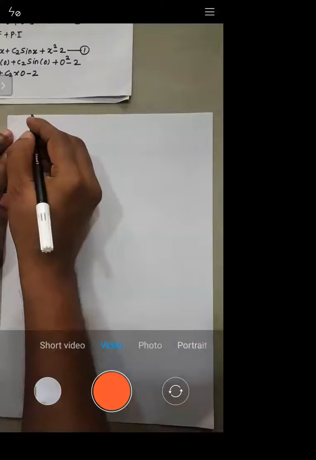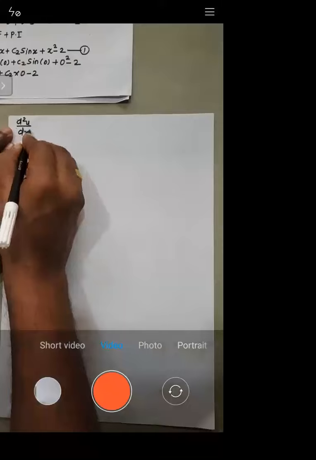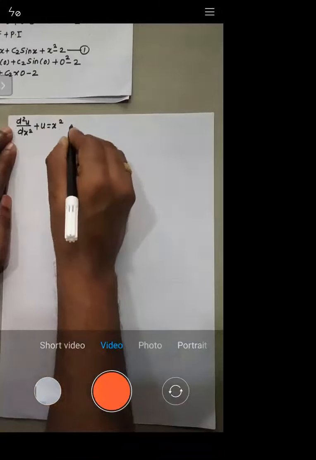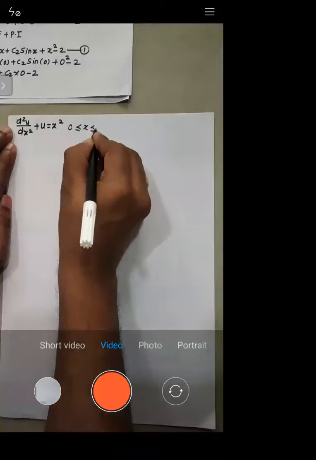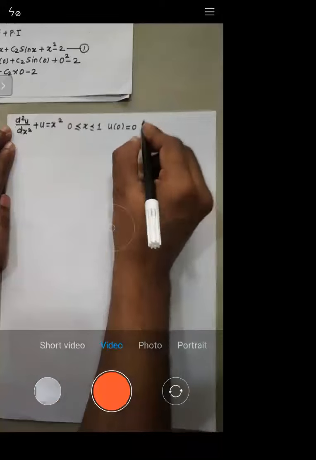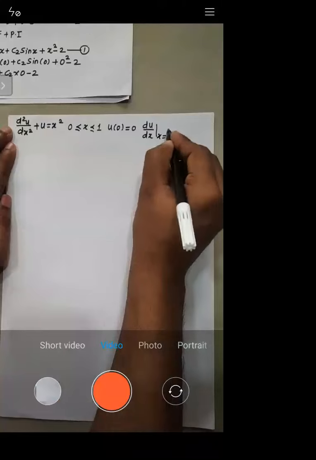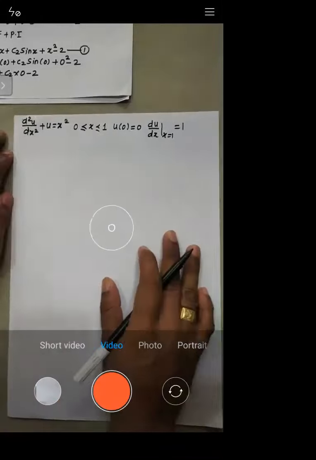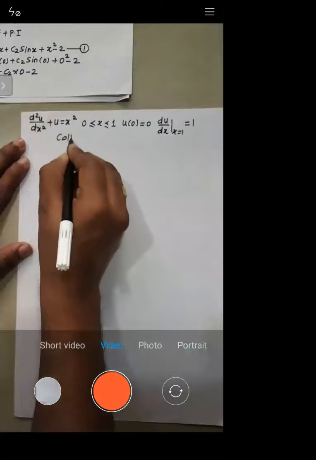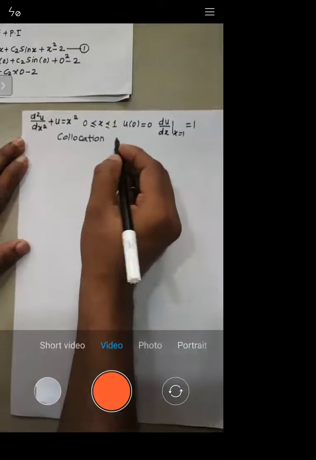So see here. What is our equation? d square u by dx square plus u is equal to x square. This is our equation for x ranging between 0 to 1, where u is equal to 0 when x is 0, and du by dx at x equal to 1 is equal to 1. This is the boundary condition. Now we'll solve this problem by using collocation method. Try to understand collocation method.